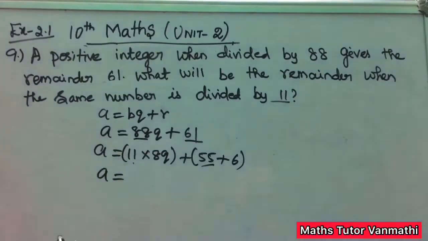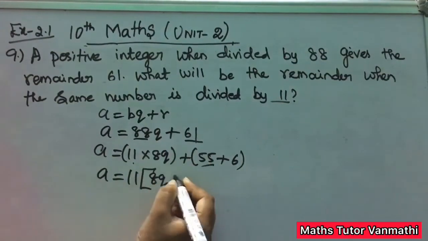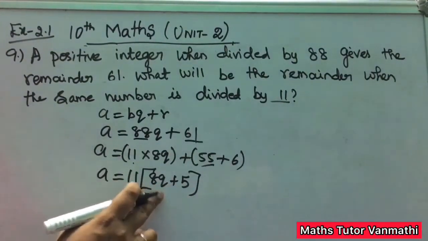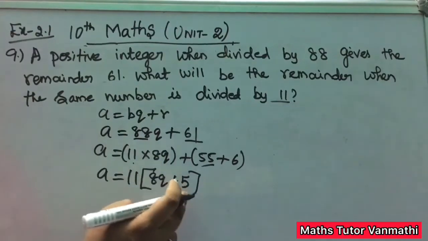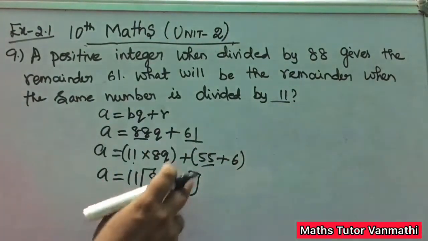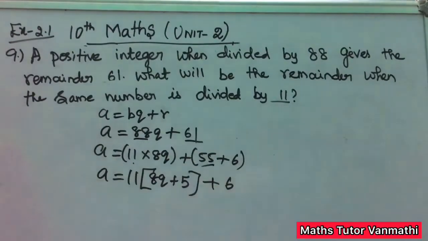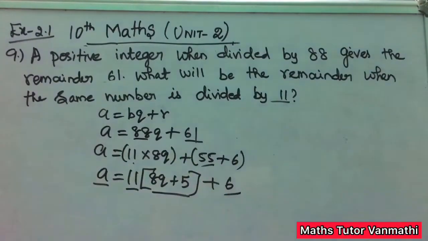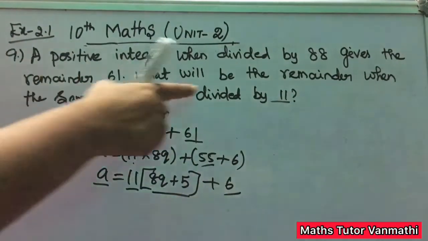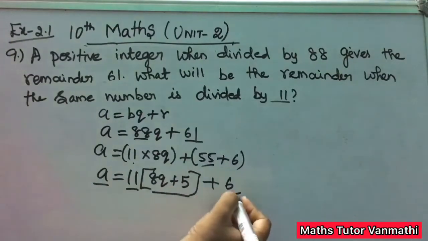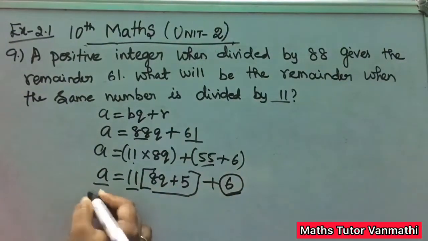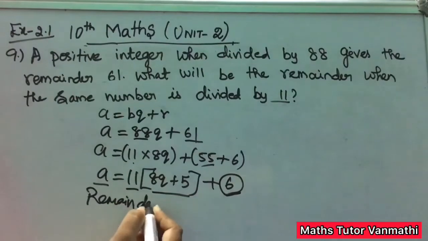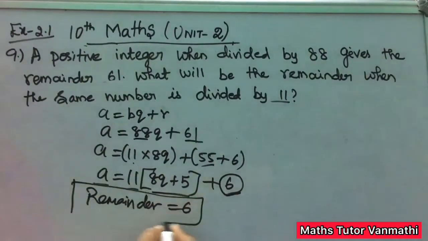Okay, from this we can write, taking 11 as common, you will get 11 into 8q plus 5, that is 88q plus 55, and the remainder is 6. Now you can see this is your a, this is your b, this is your q, and this is your r. So when the same number is divided by 11, you will get the remainder 6. Clear? So your remainder is 6. By understanding the question clearly, you can solve the problems.